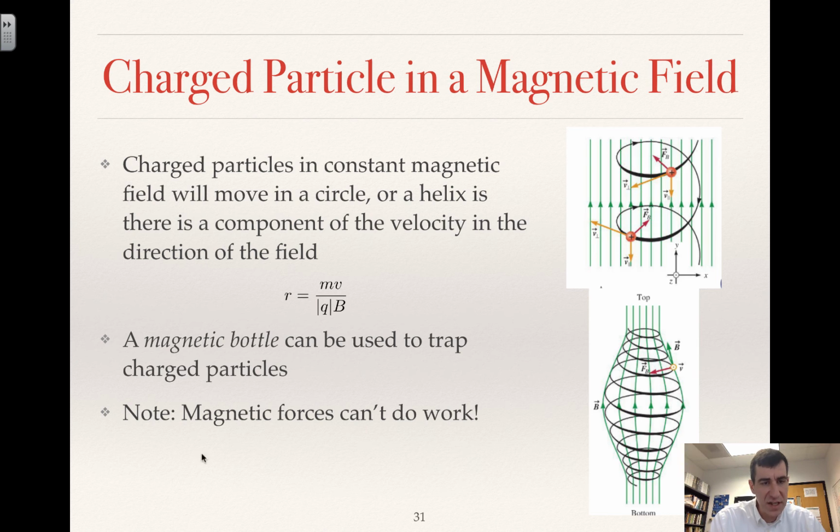Now, another interesting thing to keep in mind is that magnetic forces can't do work. Remember, we had this cross product, this V cross B. What that says is the magnetic force is always perpendicular to your instantaneous displacement. And if force is perpendicular to displacement, well, that means that there isn't any work done by the magnetic force. And you can actually use this to build something called a mass spectrometer.